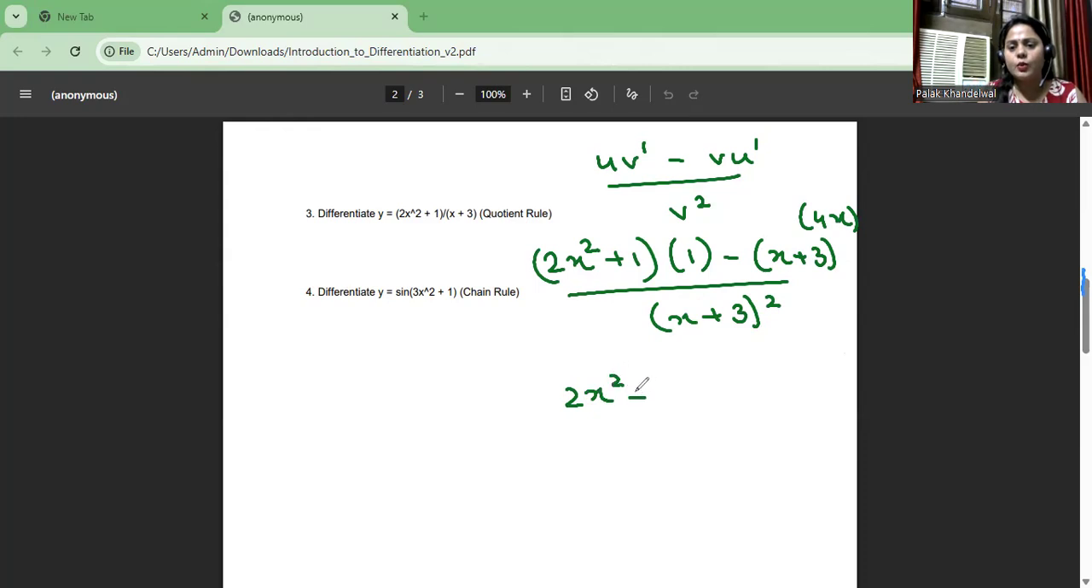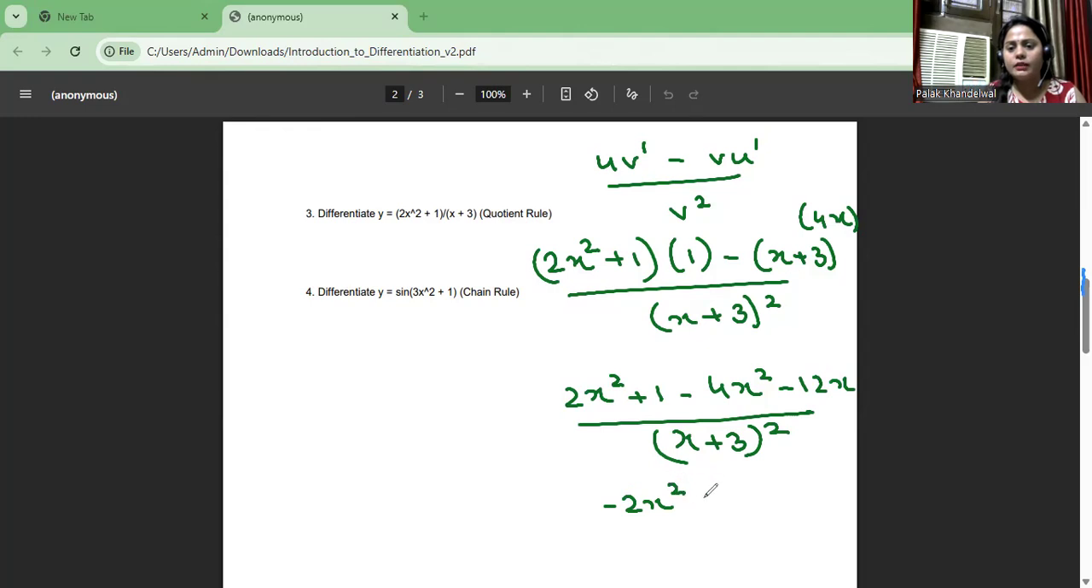This is 2x square plus 1 minus 4x square minus 12x, divided by x plus 3 square. This is minus 2x square minus 12x plus 1, divided by x plus 3 square. Right? We just have to apply the formula and then we have to do the simplification. That's it. Okay, not more than that. So I hope this is clear. Product rule we discussed, quotient rule we discussed.